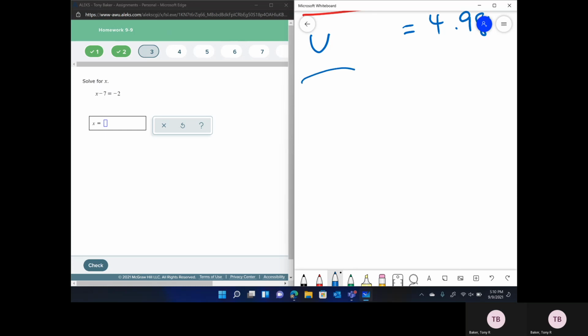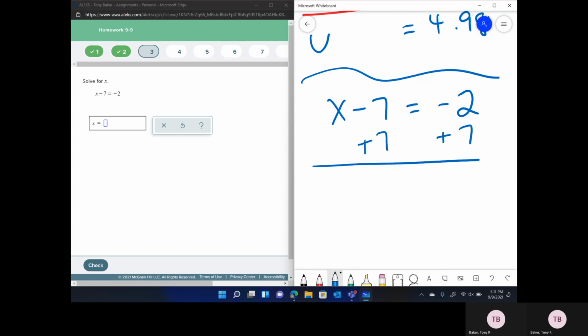So this one, we've got x minus 7 equals -2. Again, same process. Nothing's changed in these problems. We're just adding negative numbers in here. How do I get rid of the -7? Yeah. So we're going to do what? We're going to add the 7. Okay, so we're going to add 7 to both sides.